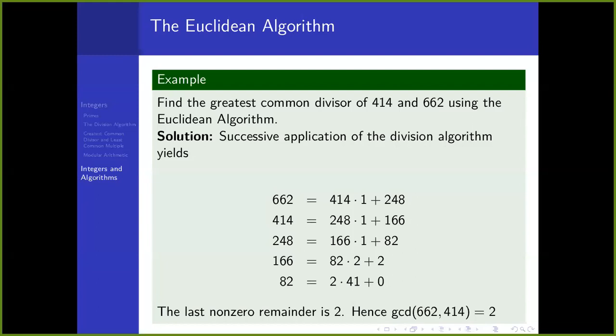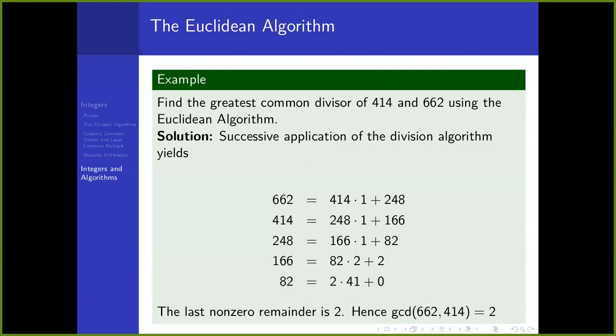Now we apply this to 166 and 82. Then we have 166 is equal to 82 times 2 plus 2. Now we apply this to 82 and 2. Then we have 82 is equal to 2 times 41 plus 0. So the last non-zero remainder here is 2.